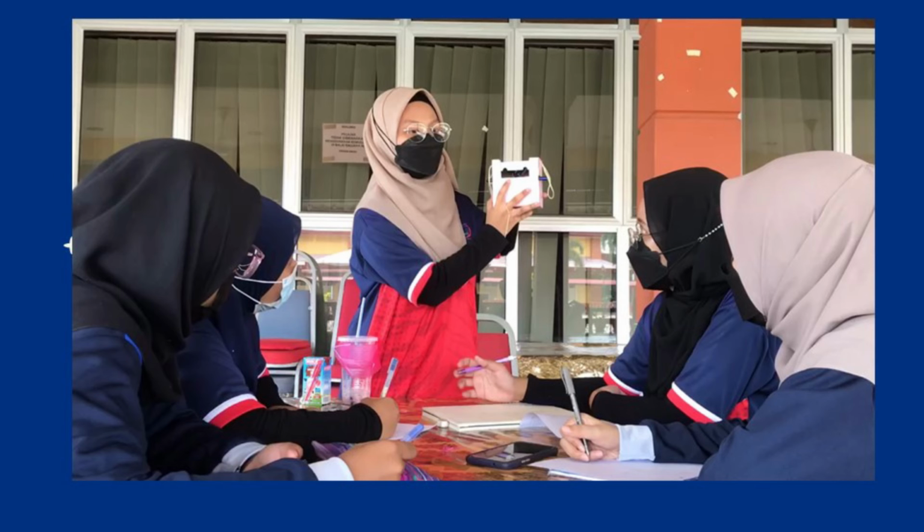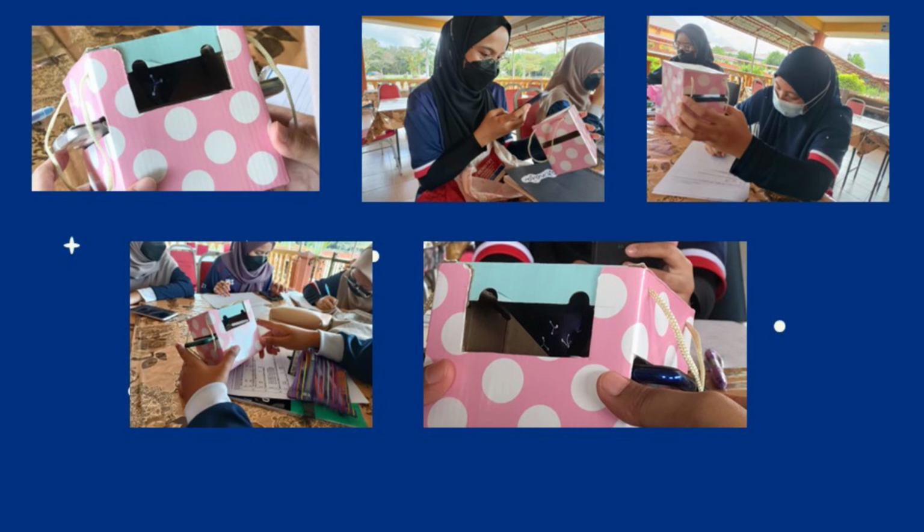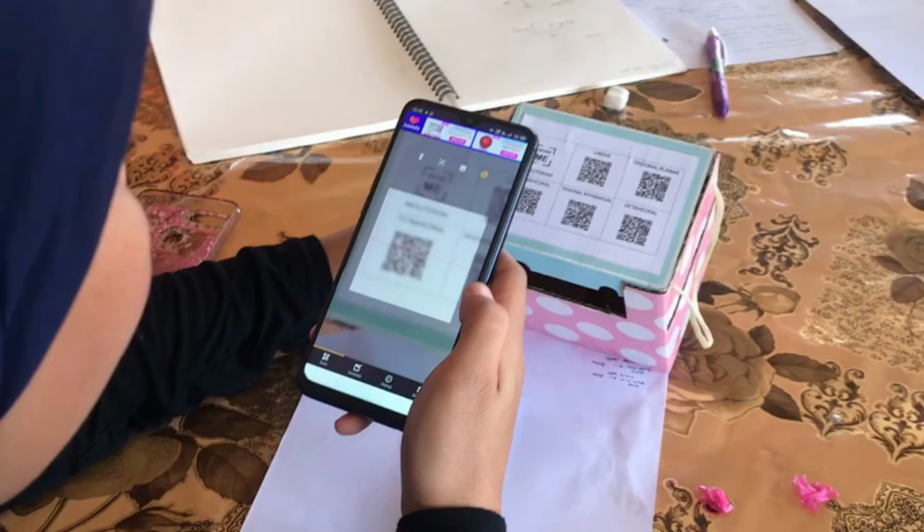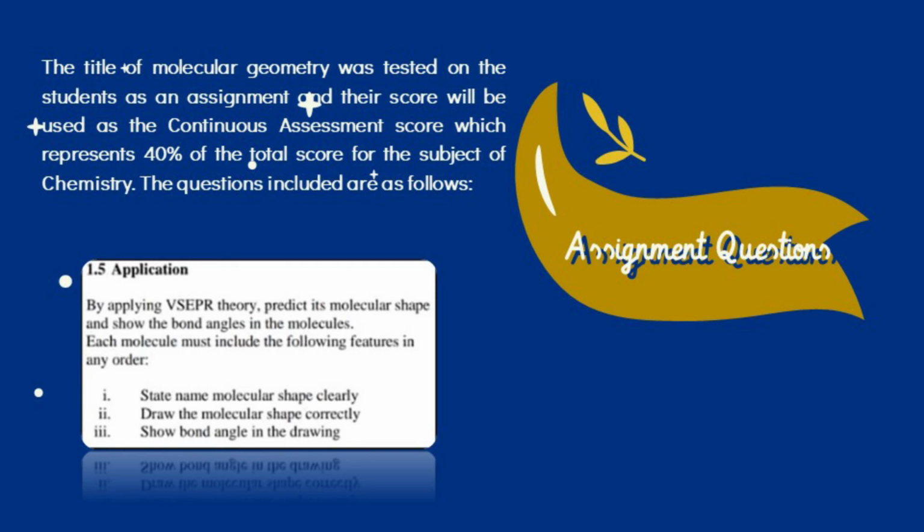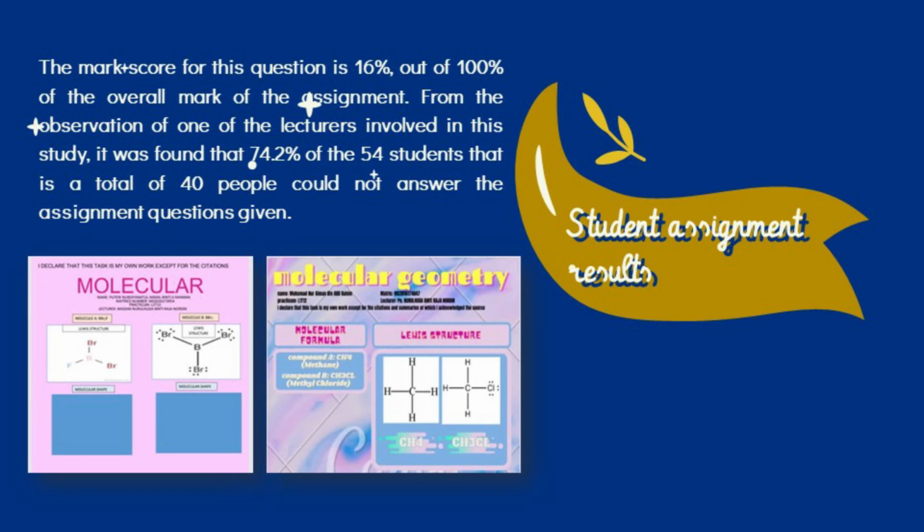These are the pictures of the session when the final prototype of Mollygram hologram kit was being used by the students to help them in completing their individual assignments. The individual assignments carry 40% weightage in their final exam marks for chemistry paper in semester 1. The questions in the assignment are as shown in the video. There are questions on drawing molecular geometry which amounted to 16% out of the total assignments. From the first draft, it is shown that 74.2% of the students were not able to answer these questions correctly.